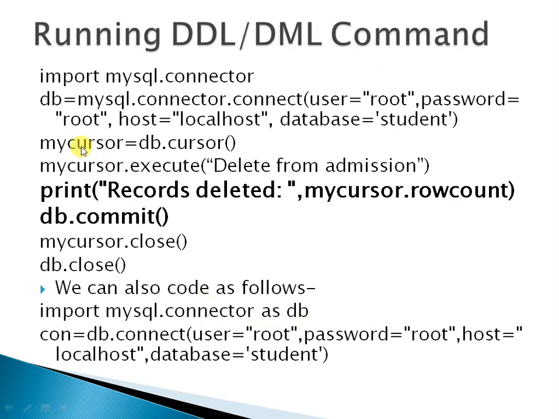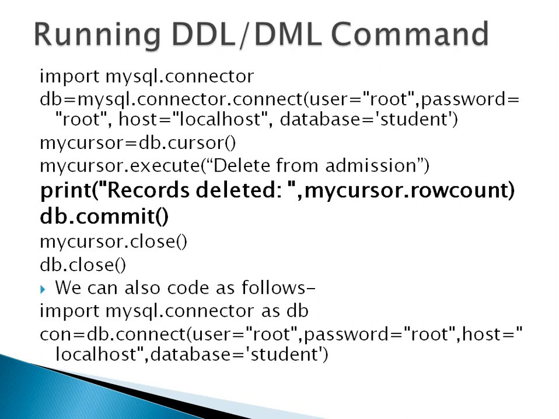That's why you can see the second line is DB is equal to mysql.connector.connect. It takes a bit long to type this code, but when we give it an alias name as DB, then we just write con is equal to db.connect. So it becomes easy and it takes less time to code. So this approach is much better when you have to avoid that typing time. So you should know both the approaches.